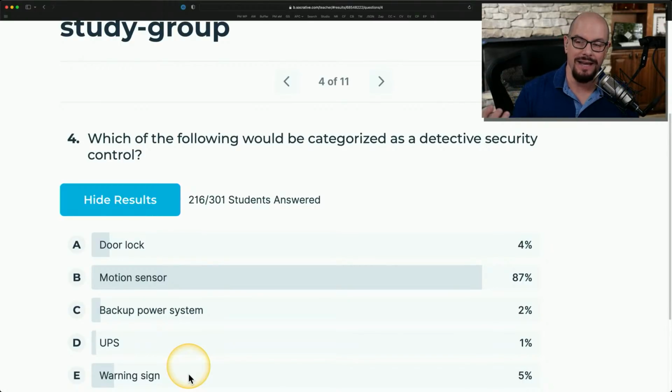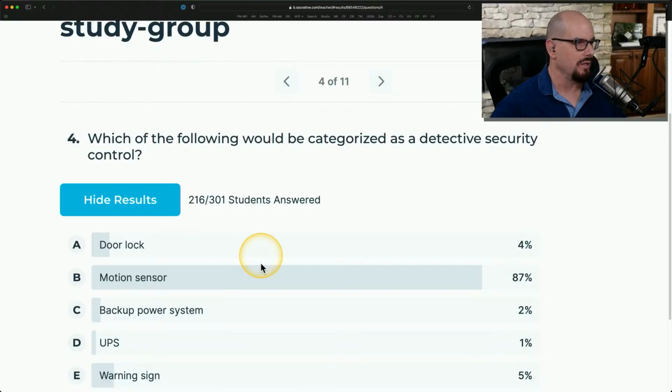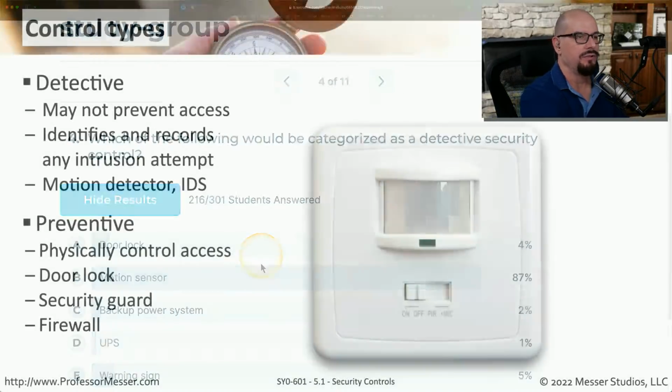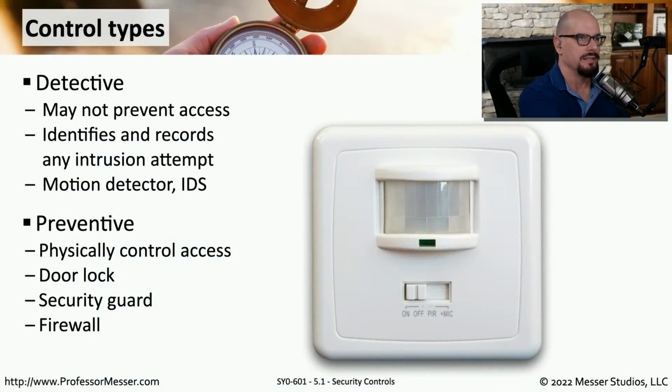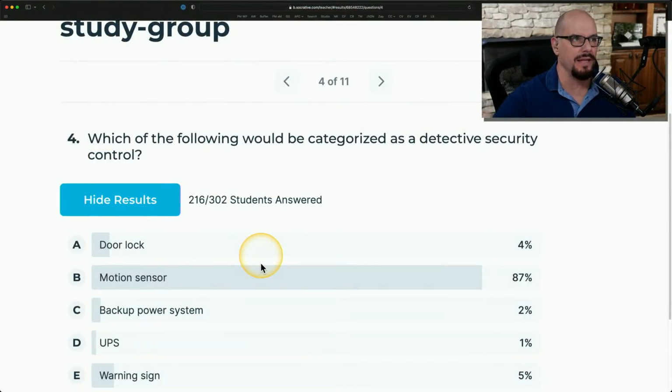So in this case, the 87% of you that said motion sensor got that one absolutely right. That's what we were looking for. And that's the picture of the motion sensor right there. There it is. That is our detective control type. That's what we were using to identify someone walking through a room. We detected that someone was there. So that's exactly what we would use for all of those.